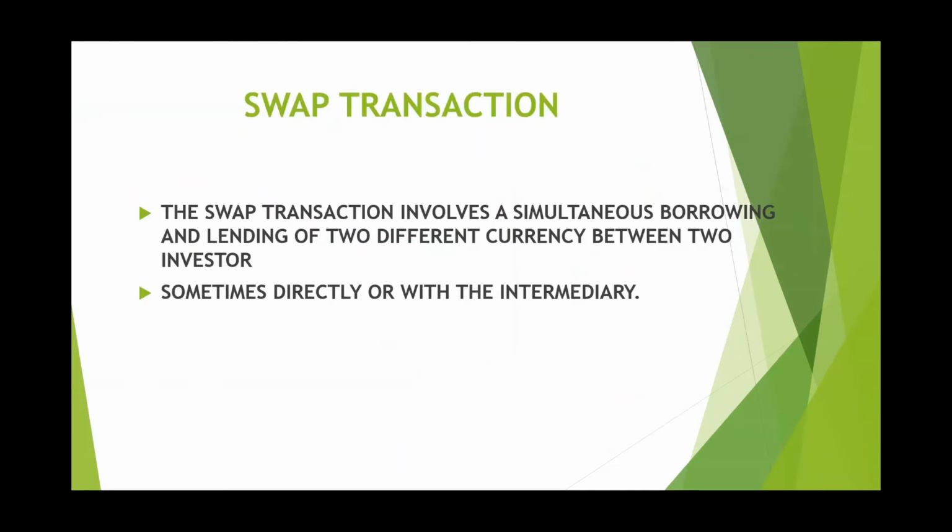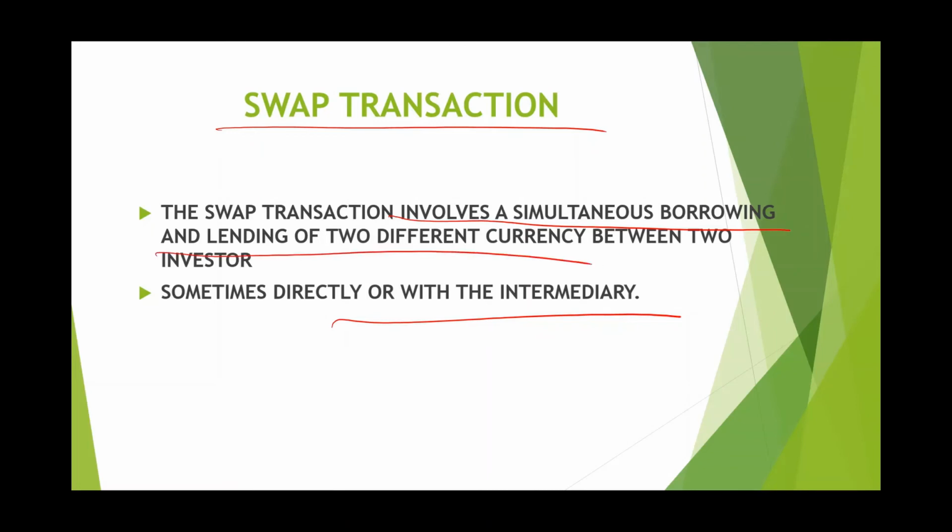Now we'll move on to the last transaction, that is the swap transaction in the Forex market, and we'll also discuss the settlement dates. Swaps are nothing but an exchange of two payment streams. Swaps can be arranged directly between two parties or through a third party, usually an intermediary or a financial institution. It involves a simultaneous borrowing and lending of two different currencies between two investors.